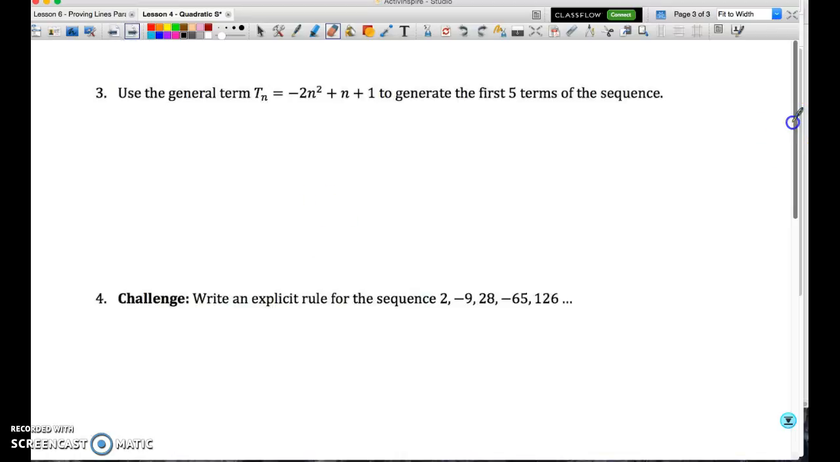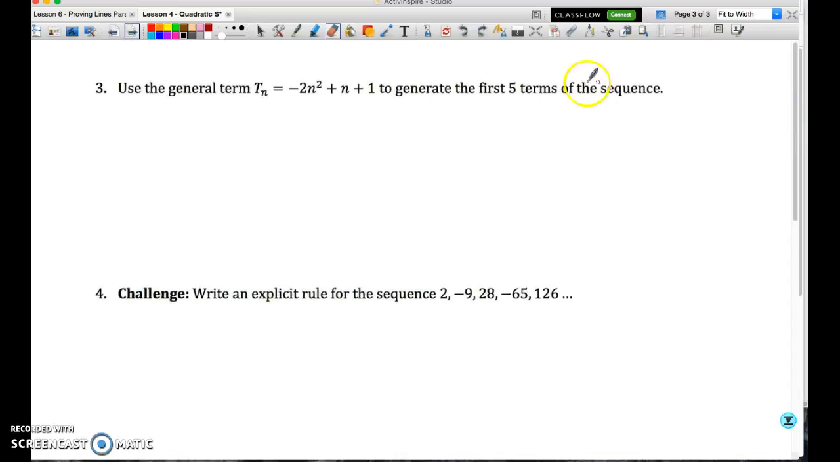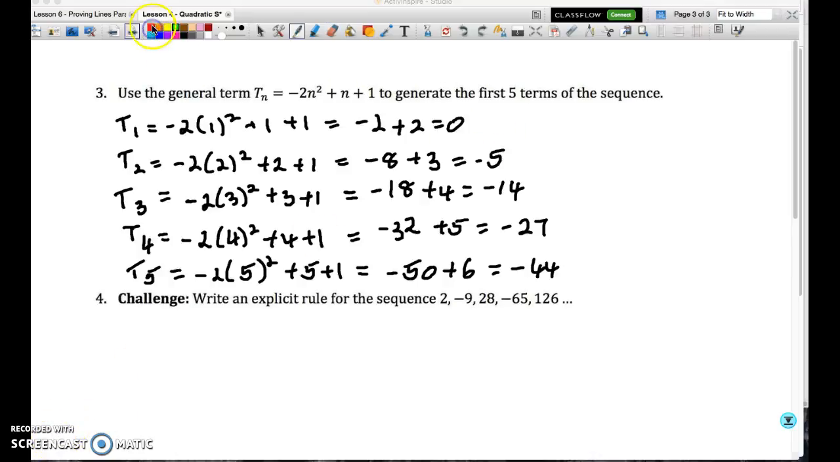Okay, and so a couple more to do here. And again, I'll do some of the working off screen. This time we're given a formula and we've been asked to generate the first 5 terms. This is essentially a substitution exercise. So t of 1 is equal to minus 2 times 1 squared plus 1 plus 1, and that's going to yield the first, and then I will use the same process to generate the other terms. Okay, and so here we have our 5 terms of the sequence, as I mentioned, all obtained by substitution demonstrated over here.